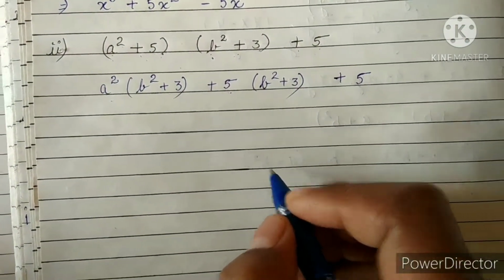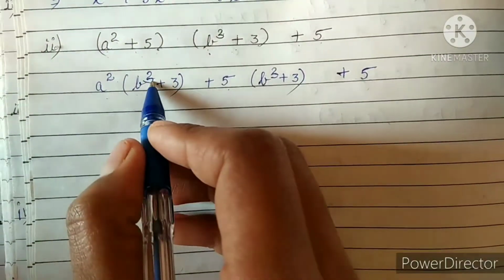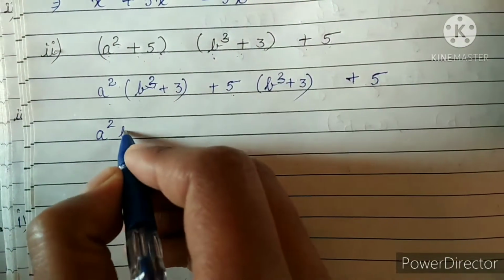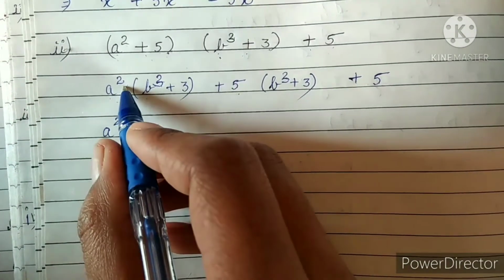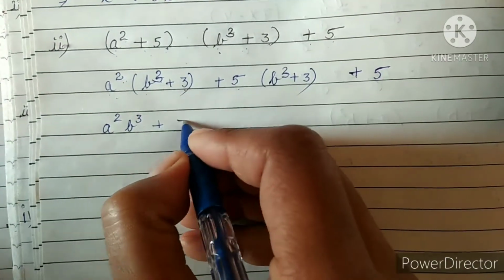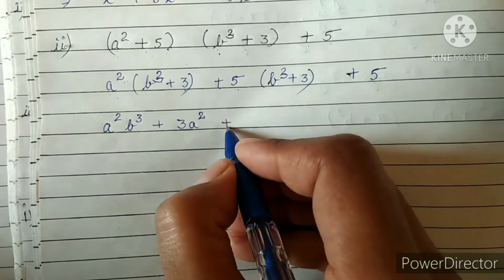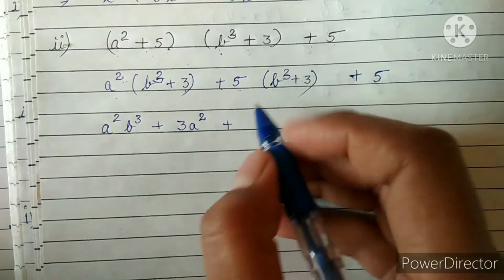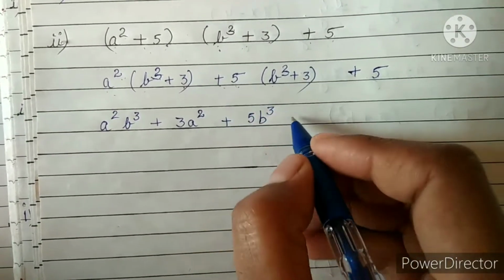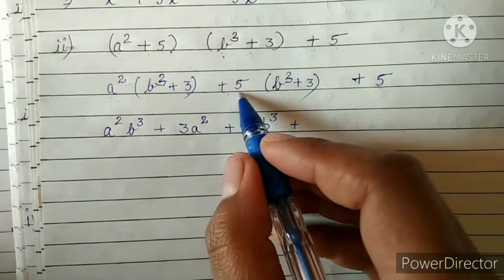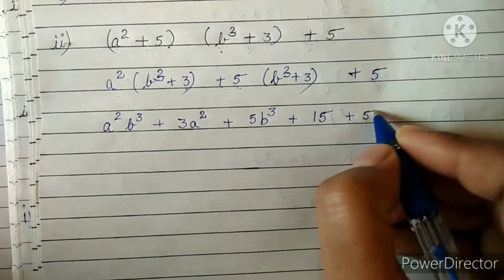Now here we have a square b cube. So a square b cube as it is, plus plus is plus, a square multiplied by 3 is 3a square, plus plus is plus, 5 into b cube is 5b cube, plus plus is plus, 5 threes are 15 and positive 5 as it is.